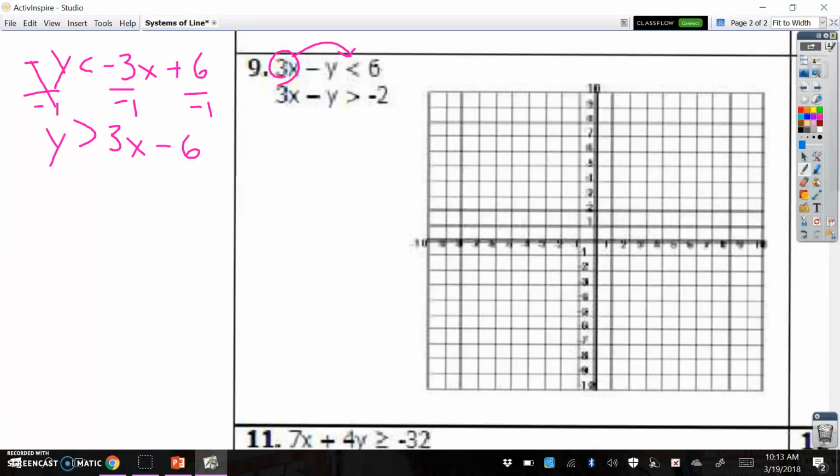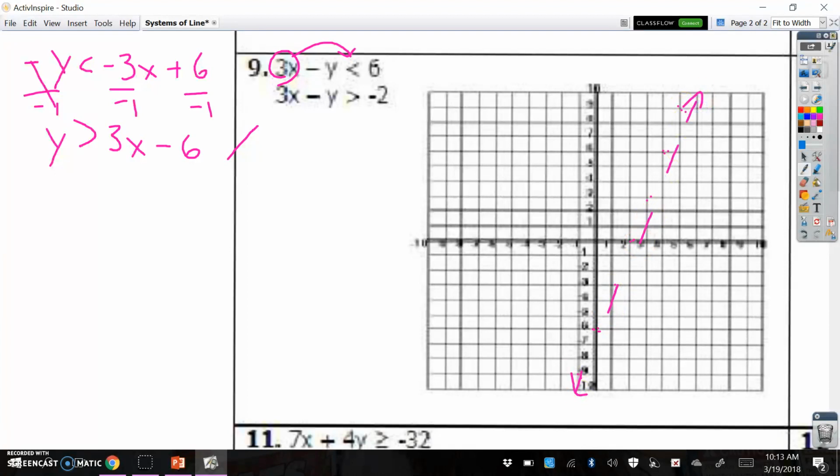1, 2, 3, 4, 5, 6. The slope is going to be a positive 3 over 1. So up 1, 2, 3 over 1. Up 3 over 1, up 3 over 1, and you can go down. Is it solid or dotted? It's dotted.